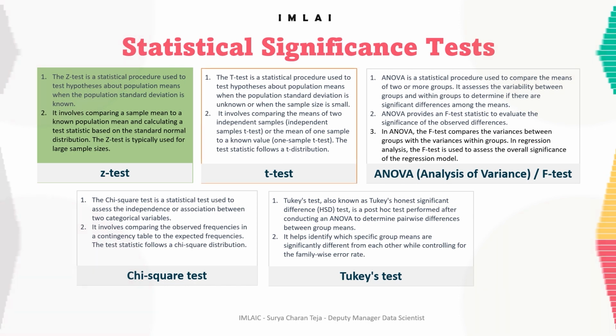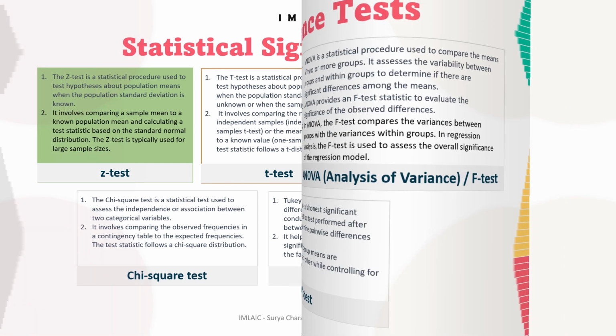So the t-test is a statistical procedure used to test the hypotheses about population means when the population standard deviation is unknown or when the sample size is small. It involves comparing the means of two independent samples, the independent sample t-test, or the mean of one sample to a known value, the one sample t-test. So the test statistic follows a t-distribution, and this is what we are going to deep dive in.